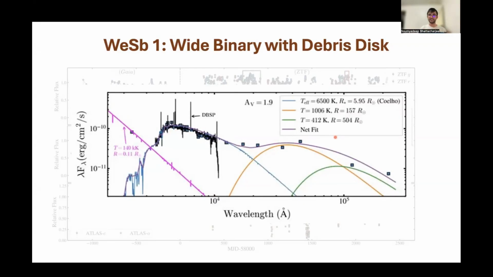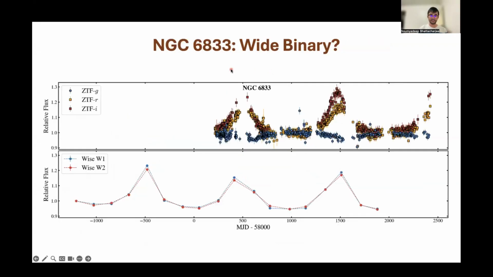I will now change flavor to talk about some of the long timescale variable objects. This is one of the most interesting systems among them, which is NGC 6833, which shows a 980-day periodic signal with the ZTF R and I bands, which are the redder bands, showing these triangular-shaped brightening events, which is also seen in the infrared light curves by WISE, the space mission. But the amazing thing about this light curve is that the ZTF G band shows a dip instead. At the same time, the redder bands show these brightenings.